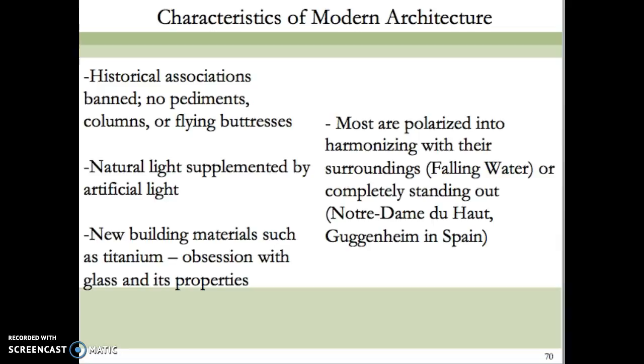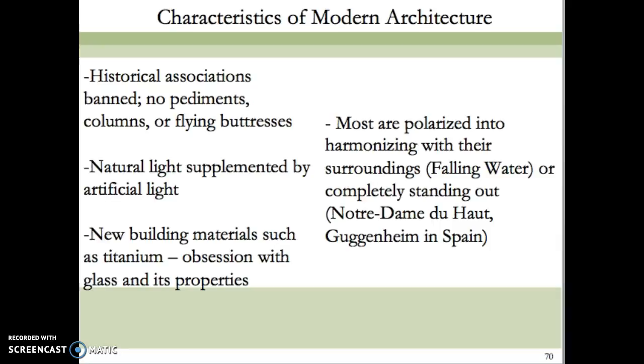As I said in class, a lot of postmodern artists are borrowing from the past and putting their own spin on it. All right, so I have here historical associations banned. We don't see any pediments. We don't see any columns. We don't see any flying buttresses. Now, that being said, when we look at Zaha Hadid's contemporary museum, the Max II in Rome, you will see some little columns in there, and it actually reminds me a lot of Villa Savoye by Le Corbusier, who we studied in the last chapter. So I'll see if you agree with me.